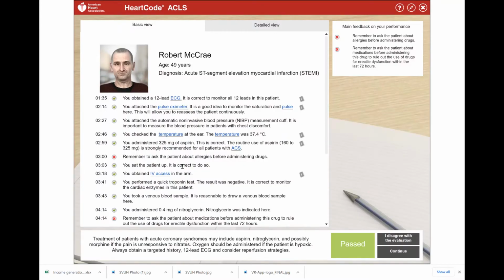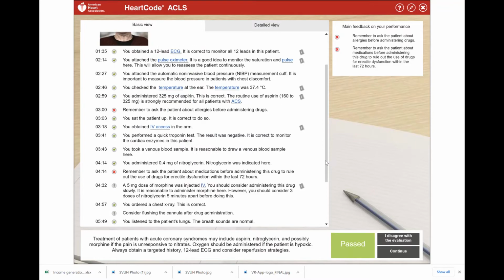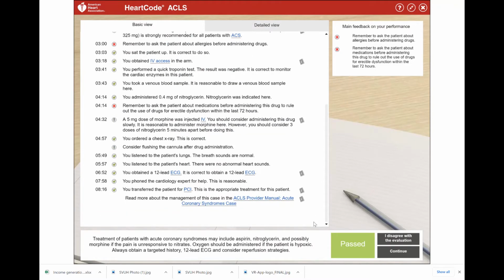So we got an ECG. We didn't ask about allergies because we weren't bothered going through all that nonsense. We didn't ask about medications, so we lost points for that because we didn't take enough of a history. And then we got everything else right, so that's reasonably good.